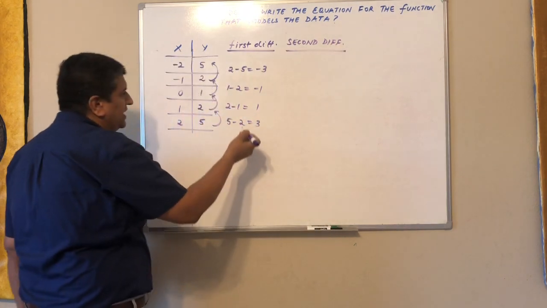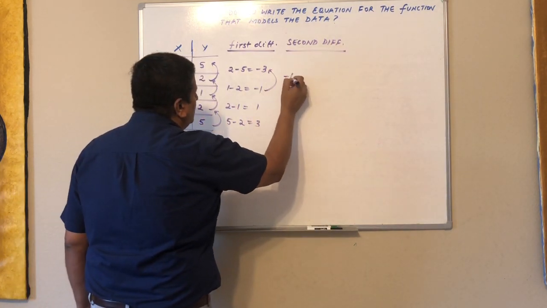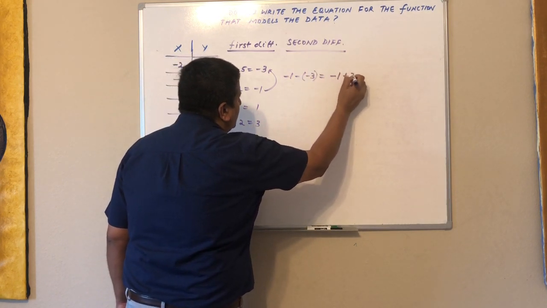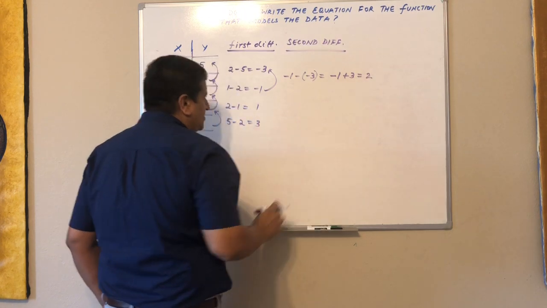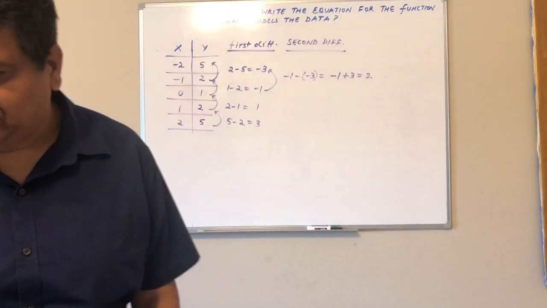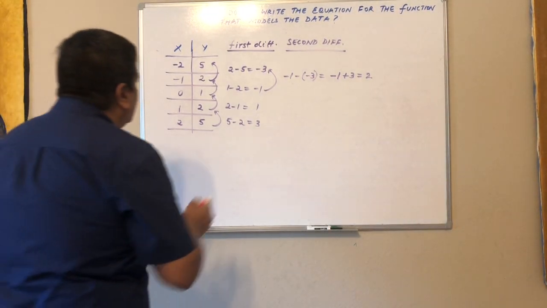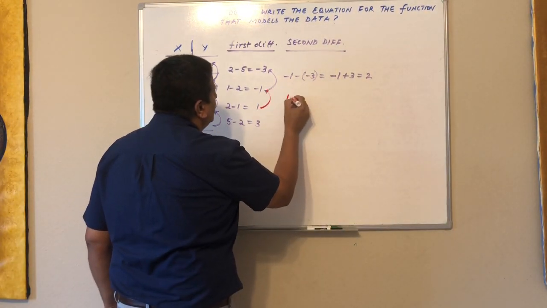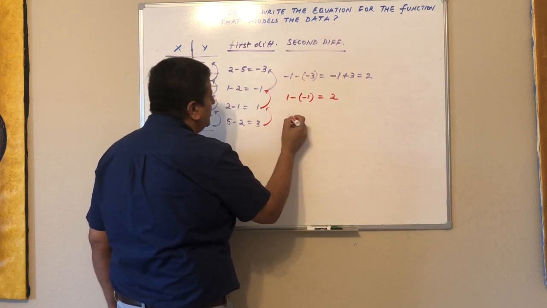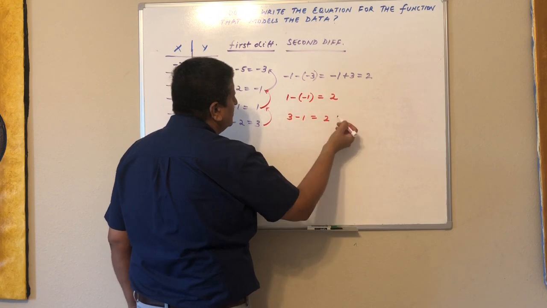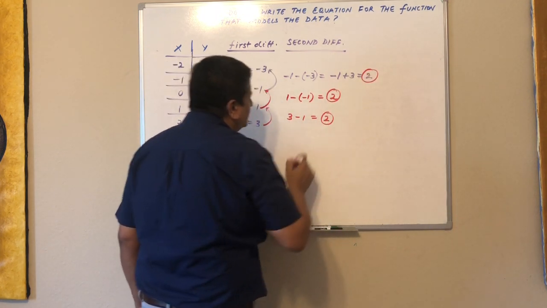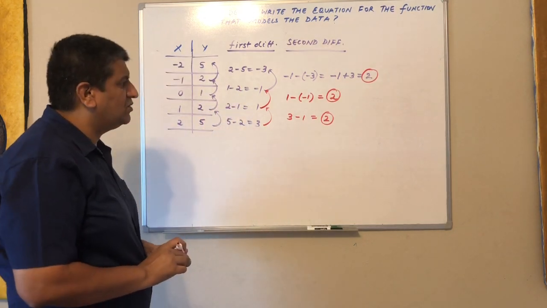So let me check the second differences. Negative 1 minus negative 3, which is the same thing as negative 1 plus 3, which is 2. Let me change this pen. 1 minus negative 1, that's 2. 3 minus 1, that's also 2. As you can see, the second differences of y values are the same, therefore this is a quadratic function.